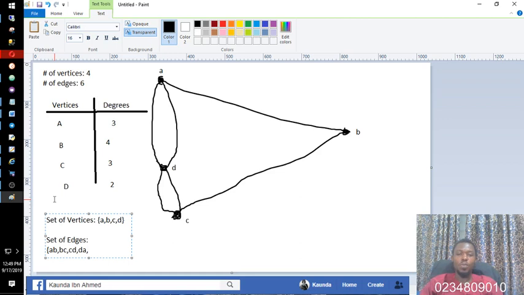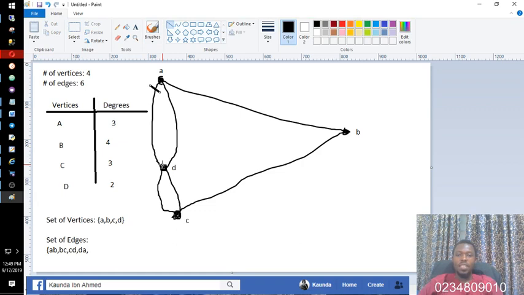Here, A, B, and another A, B. There is D, C, or C, D, and another C, D. So these ones will duplicate. So let's get this one right again, the set of edges, and factoring the duplicates.